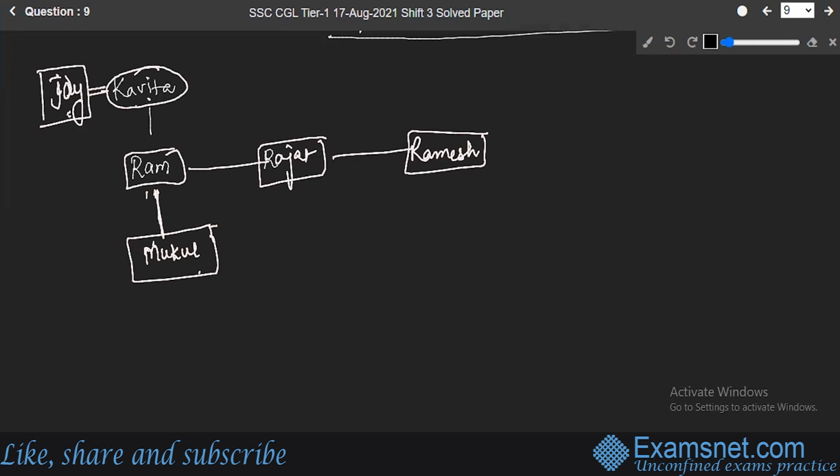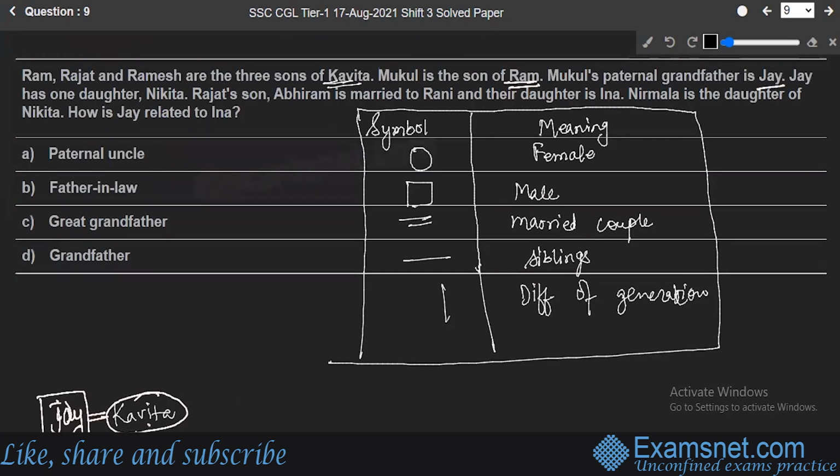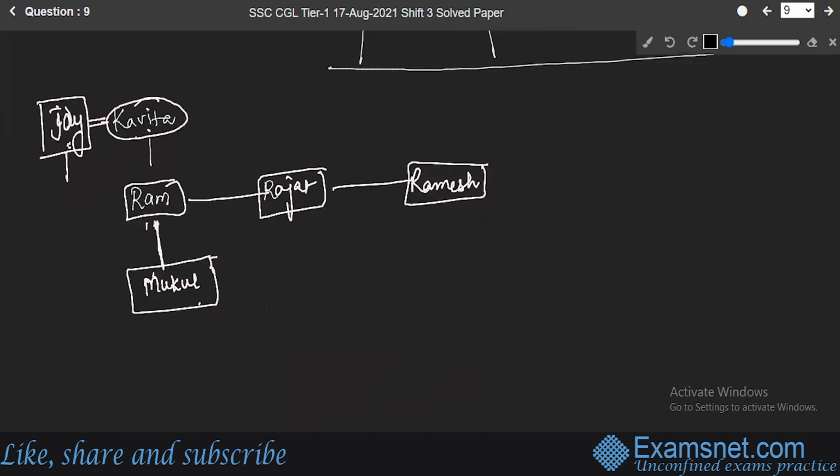Next, it says Jay has one daughter, Nikita. Jay has one daughter, Nikita. Let's draw that. So Jay has one daughter who is Nikita. Correct? Next, Rajat's son, Ibrahim, is married to Rani and their daughter is Ina.